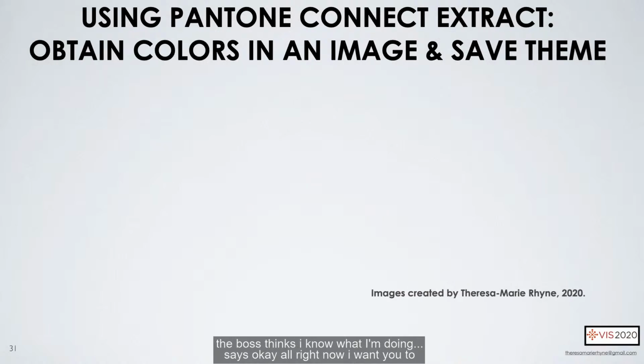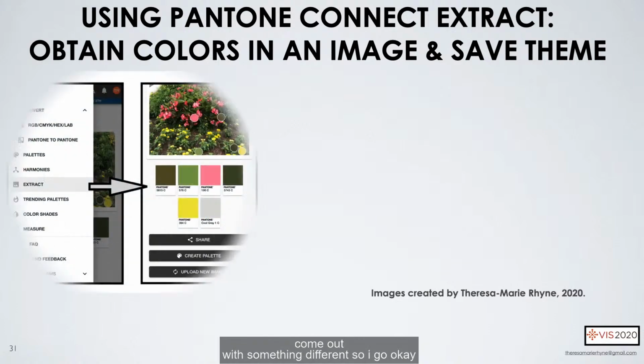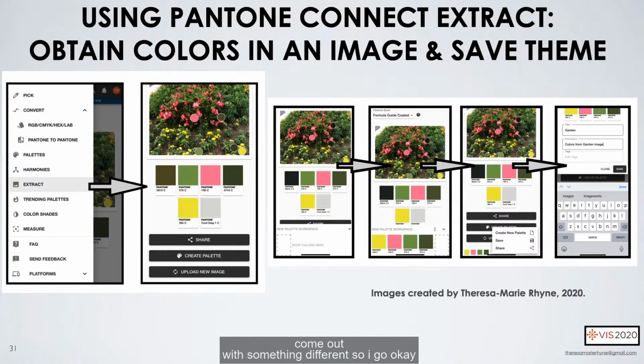Says, okay, all right, now I want you to come out with something different. So I go, okay. So I go out to my garden or whatever. This is for my garden. And I just snap a picture and I put it on my mobile phone. And then I move it back in through Pantone Connect, and I get it to tell me the kind of colors that are out there. And this is a particular color palette I got. It's got some nice greens.